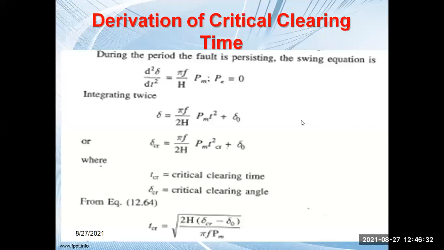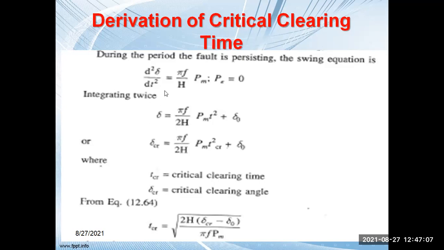Now, similarly, we can derive the critical clearing time. Let us say a fault has occurred at t equal to 0, and after some time the fault current will be sensed by the relay, and the relay will give the signal to the breaker, and the breaker will open. We know that during the period the fault is persisting, the swing equation will be d2 delta by dt square equal to pi f by H into Pm. So Pe equal to 0.